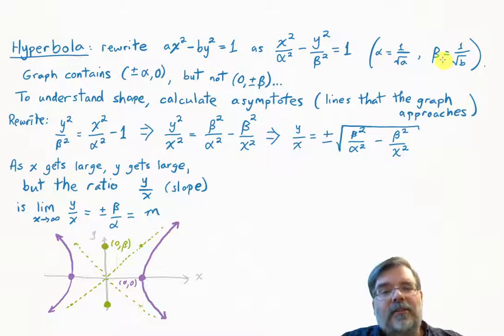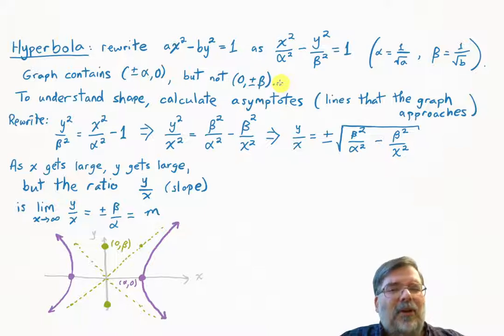Now, in this case, the graph certainly does contain the point (plus or minus alpha, 0). And you can plug in that alpha for x, 0 for y, and you'll get 1 equals 1. However, the graph of this hyperbola does not contain (0, plus or minus beta). To see that, you could plug these values in, 0 in for x, that fraction becomes 0. Plug in beta for y, and you'll get negative 1 equals 1. That's not true, so the point's not on the graph.